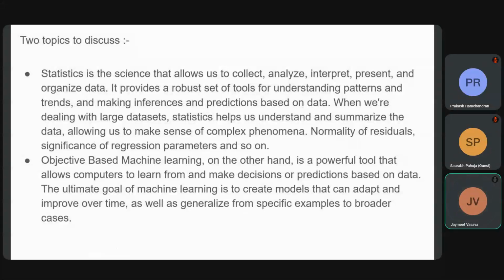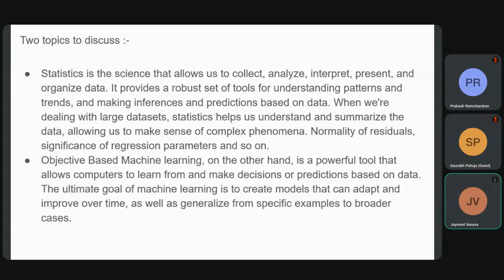So there are two topics that we can discuss. There is statistics, which tells us about the data, how to interpret, how to present the data, how to organize the data. And those things help us to visualize the data as well, to make inferences and make predictions based on the data that we have.